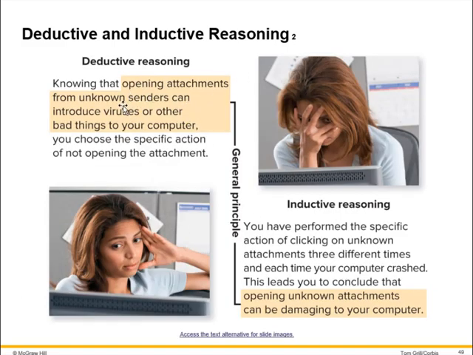When you have deductive reasoning, you look at your computer and you have something that looks very suspicious, and you know that opening attachments from unknown senders that look suspicious can introduce a virus to your computer. So you know this to be true. That's a general principle. And so you have a specific action based on that, which is to not open your attachment.